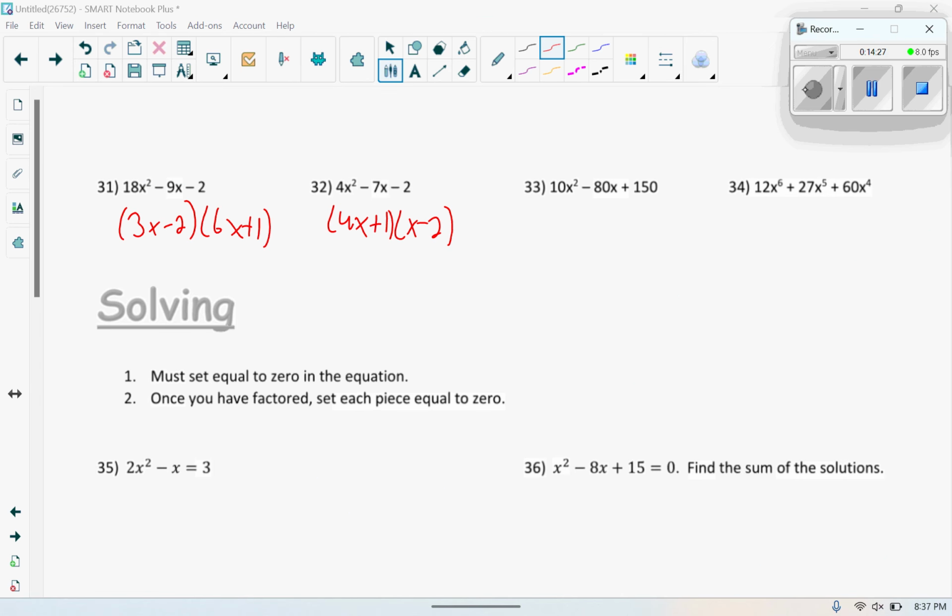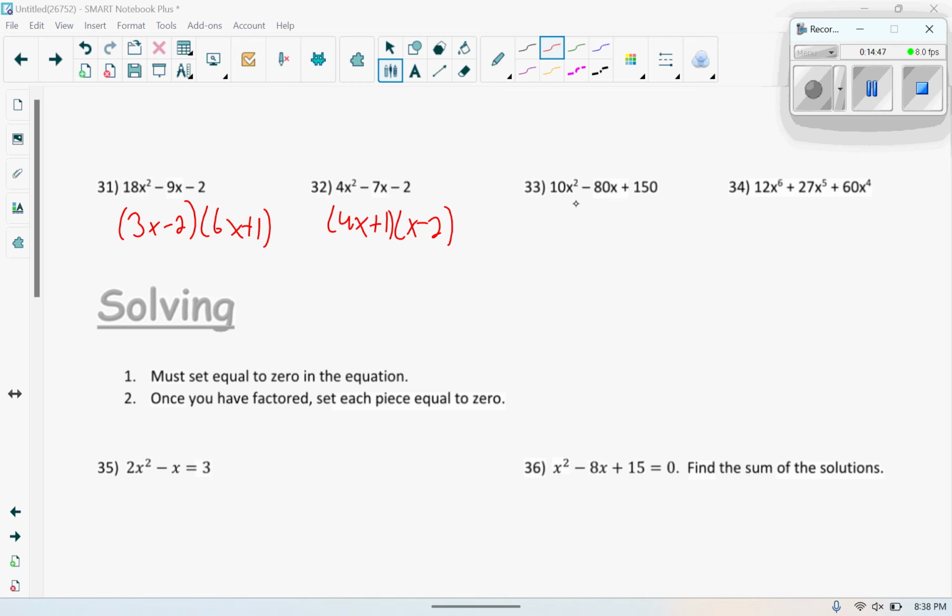Okay, so 31 and 32 are very much like the ones that we've just done. So I just put the answers down. So 31 is 3x minus 2 times 6x plus 1, and 32 is 4x plus 1 times x minus 2. And for 33 and 34, I want to talk about.